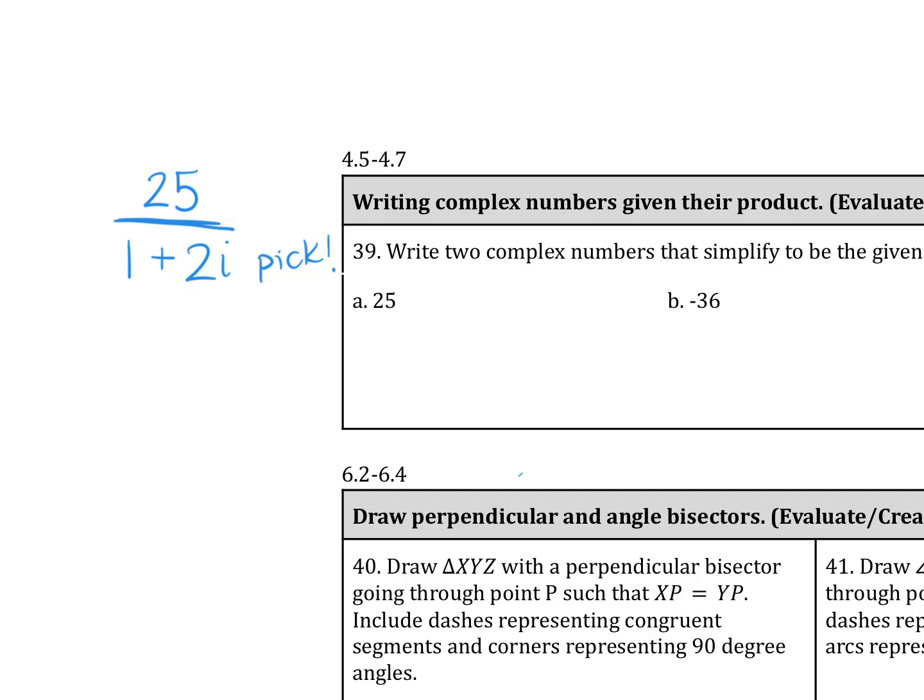Some examples of a good pick would be maybe 1 plus i because it's super simple, 2 plus 2i, 2 plus i. Play around with it. Any of those. I would not go any higher than that personally.